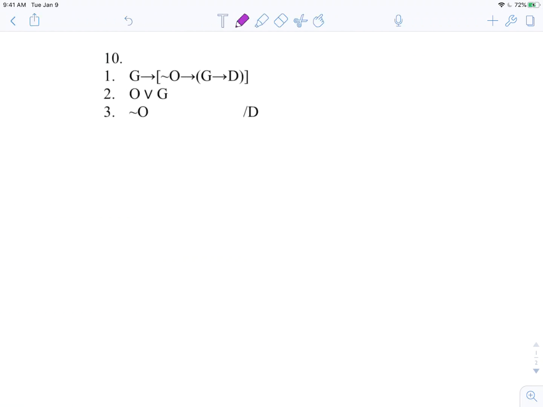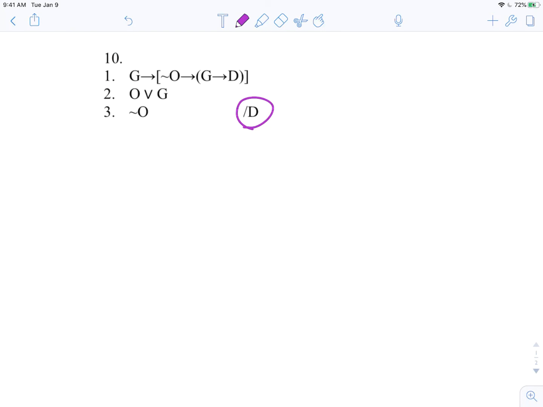This is number 10. Now I want to use this one to illustrate something. Sometimes the sentences we're working with can look really complicated, but I want to show you a trick real fast. Now we know here that our challenge is we want to find D. So that's the challenge. But if you look, number one looks super confusing. Well, let's deal with number one in a moment.